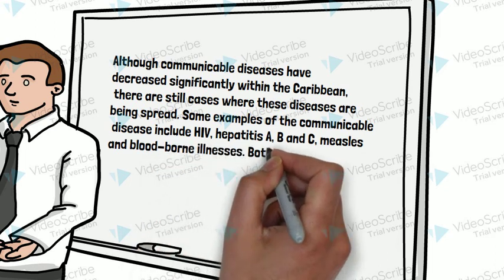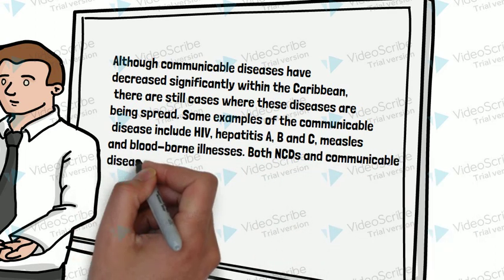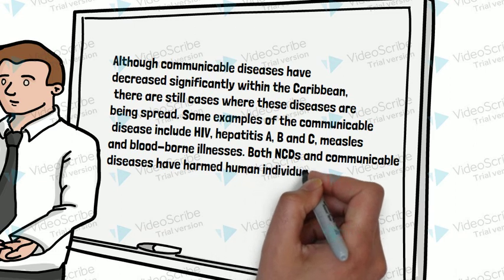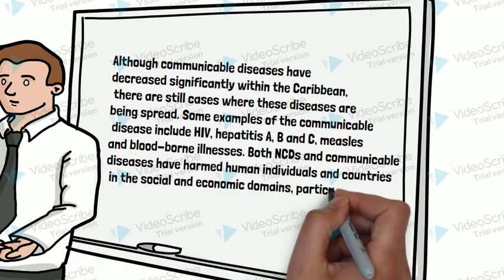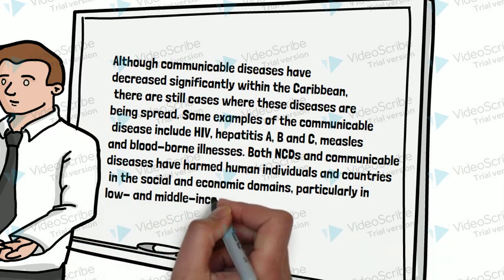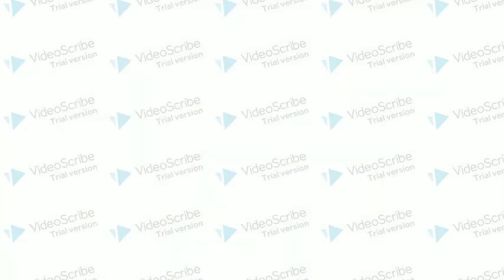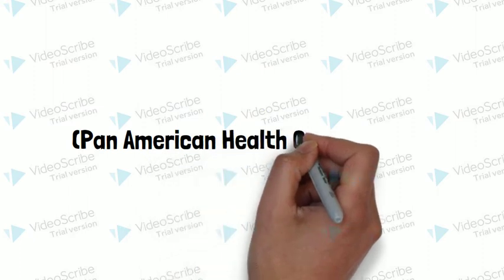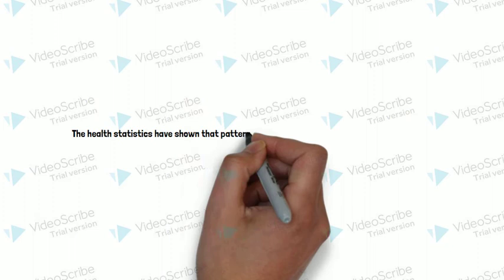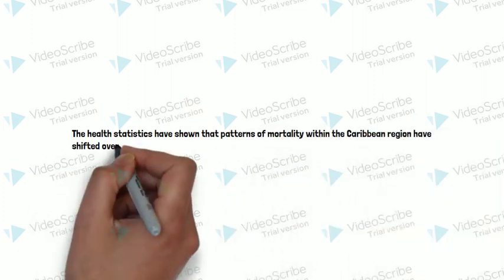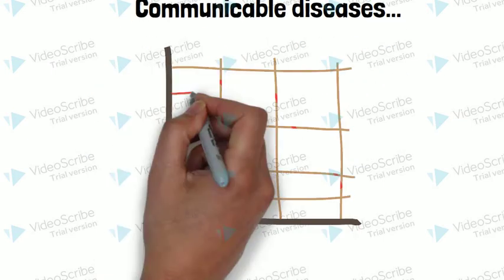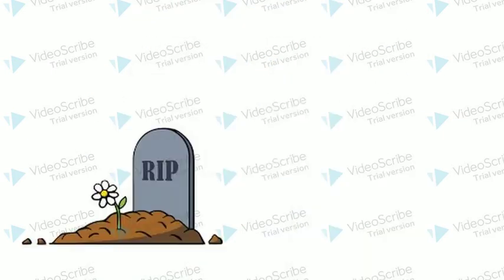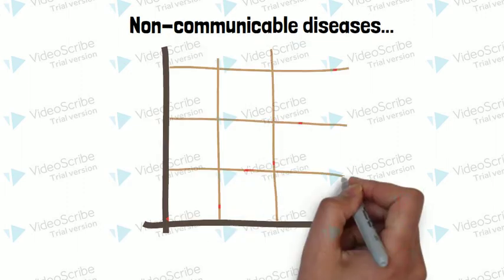Both NCDs and communicable diseases have harmed individuals and countries in the social and economic domains, particularly in low and middle income countries. According to the Pan American Health Organization, the health statistics have shown that patterns of mortality within the Caribbean region have shifted over the last decades. There have been declines in the proportion of deaths from communicable diseases, but increases in deaths from non-communicable diseases.